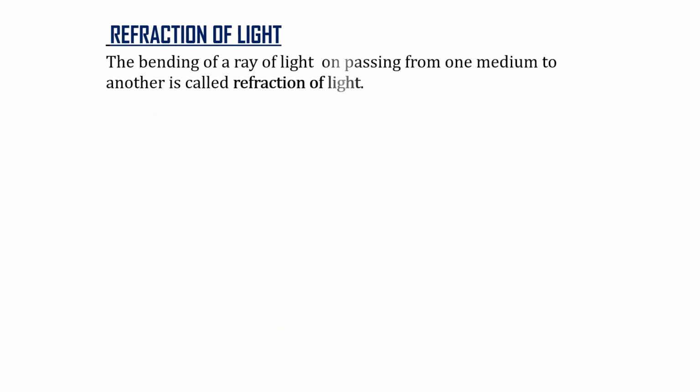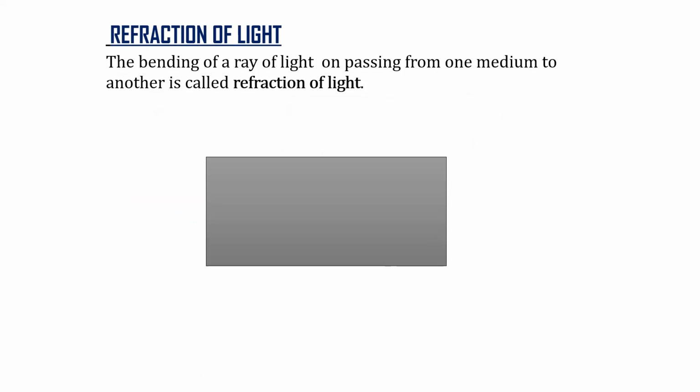Then what is refraction of light? Refraction means the property of light to change its speed when it travels from one medium to another. We call that refraction. For example, this is a glass block. The light that hits or strikes the glass block is known as the incident ray.